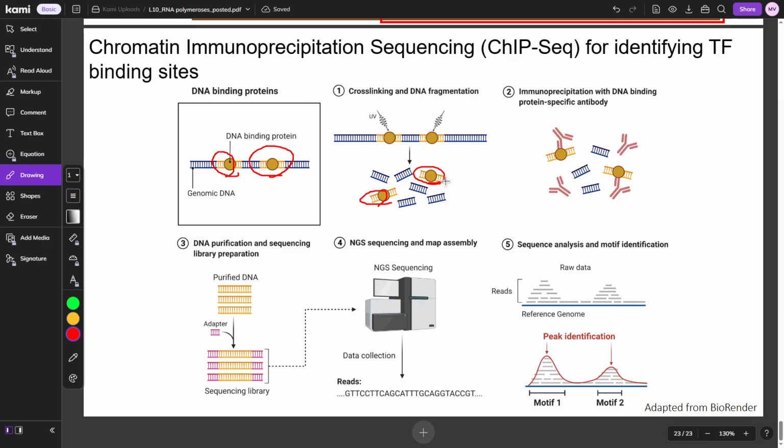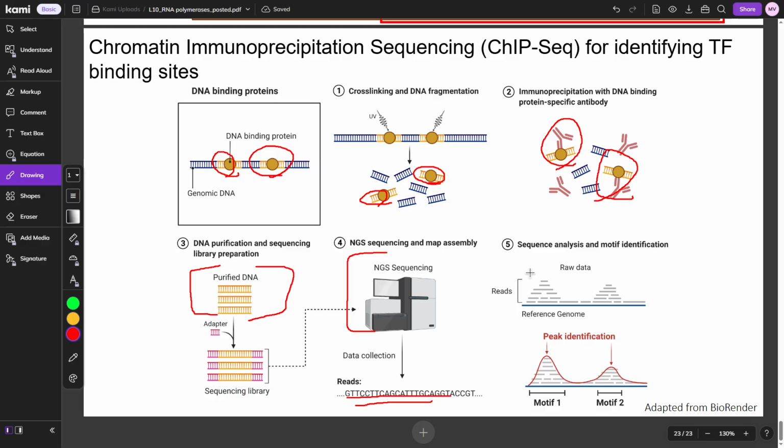Then I make an antibody that specifically binds to the protein that I'm interested in, right? And when I do that, I get these. And then I can use that antibody precipitation to pull out the section of DNA I'm interested in. So I'm purifying the section of DNA that was attached to this DNA binding protein. And then I can just run it through next generation sequencing, and I can generate reads on it. I can sequence it, right?